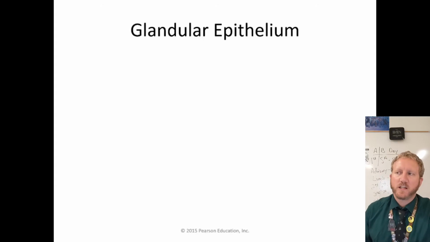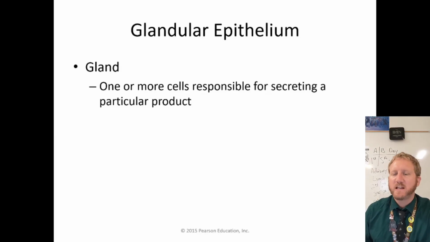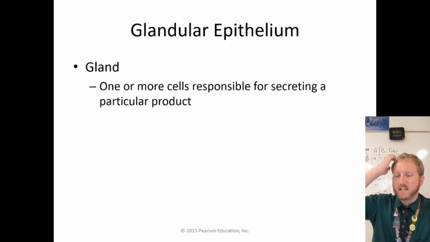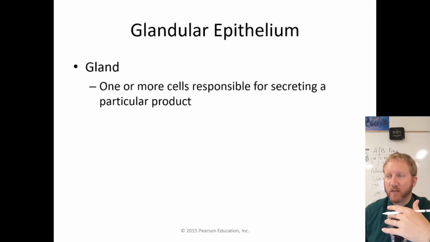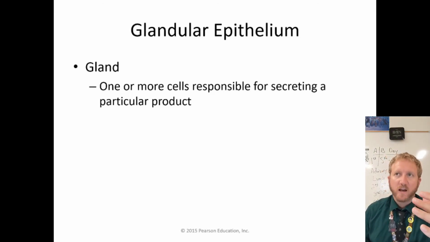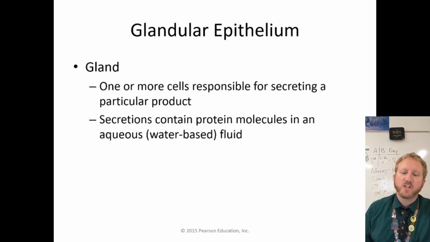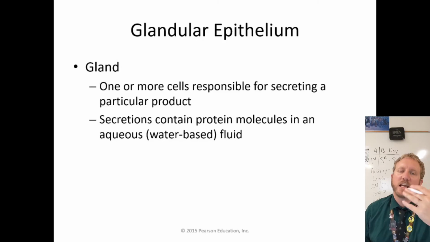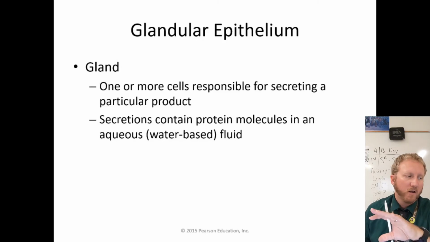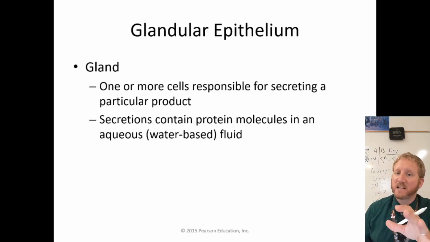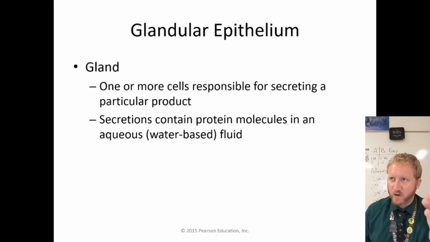Within epithelial tissue, you also have glandular epithelial tissue, which forms your glands. And a gland is any one or more cells that secrete a product. Okay, think of a chemical or a fluid or something like that. The secretions contain proteins in an aqueous fluid. So when we say aqueous, that means they're dissolved in water. Okay. Secretion is an active process, so we're going to be talking about active transport. It takes energy to secrete things.